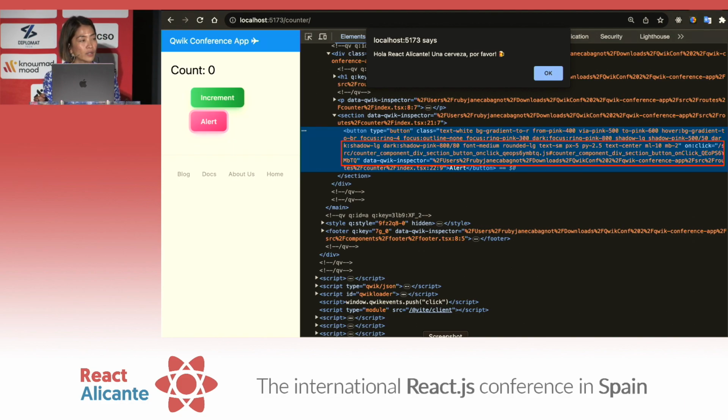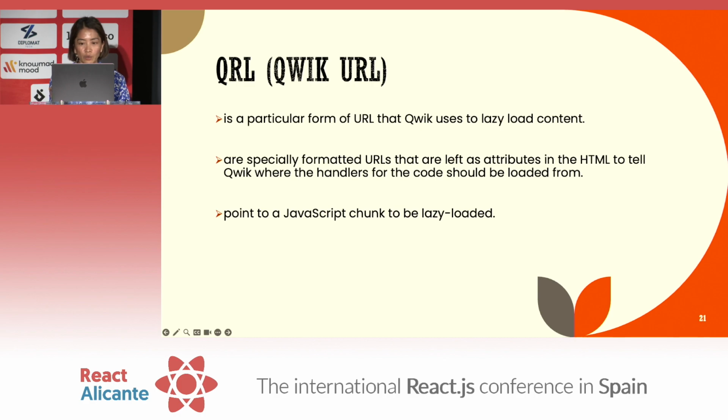So, like I said, the question is, how does Qwik do it? Let's take a look at the alert button that we showed earlier. It has an onClick property, and here there's this thing they call the QRL, which contains all the information that Qwik needs to lazy load and then execute this particular component or code. QRLs are specially formatted URLs left as attributes in the HTML to tell Qwik where the handlers are, that is, where the code should be loaded from.